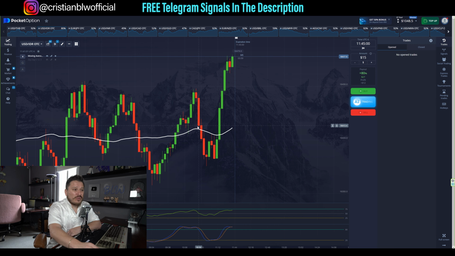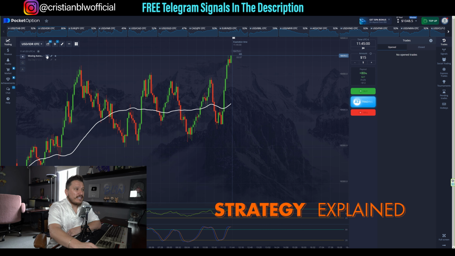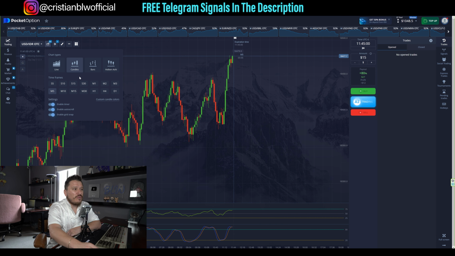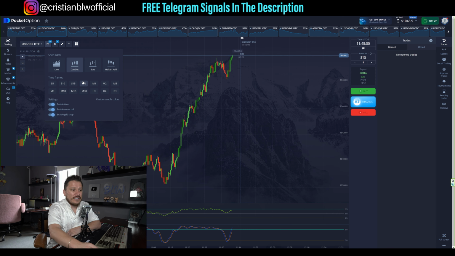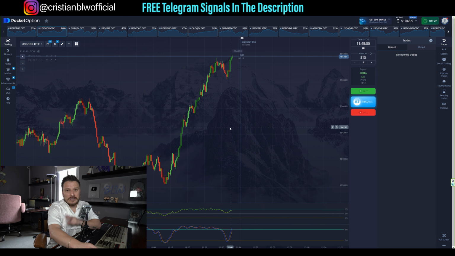Now, how does this strategy actually work? Well, that's quite simple. The first thing you've got to do is move your candlestick time frame to 30 seconds, like it's happening right here. 30 second candlesticks. This is the first thing you need to do. The expiration time is going to be 1 minute, so you need to click on this flag right here so it looks like this. 1 minute, M1. There you go. And the trade amount is really up to you.